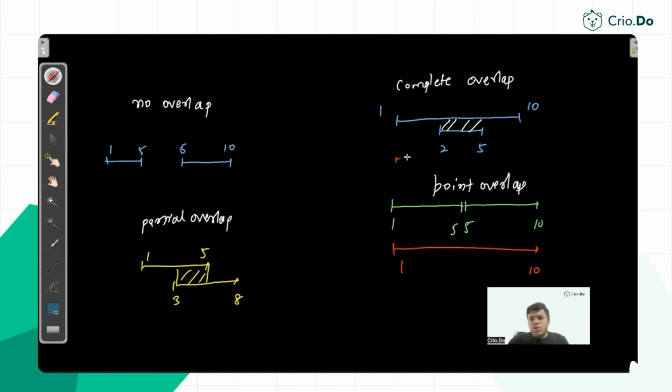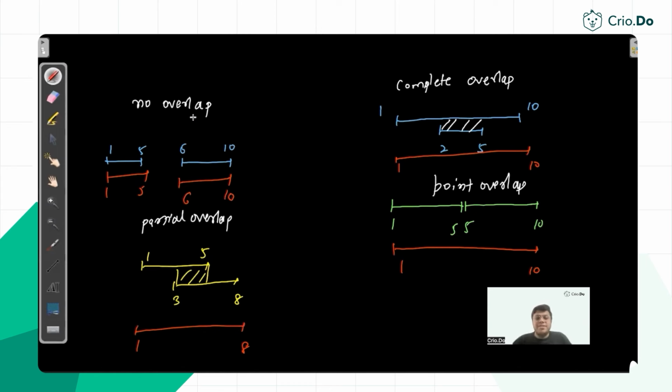So in this case, the output will be 1 to 10. In this case also, the output will be 1 to 10 because the second interval is completely inside the first. In this case, the output will be 1 till 8. That is the smaller starting point till greater ending point. And in this case, of course, the output will have the same input, that is 2 intervals as it is. No overlap is there. So there can be 4 such scenarios: no overlap, partial, complete, or just a point overlap.